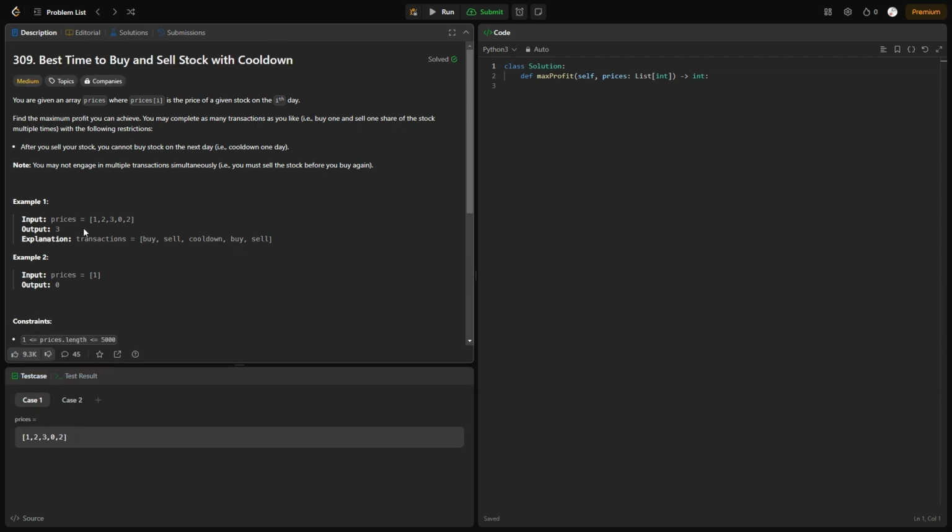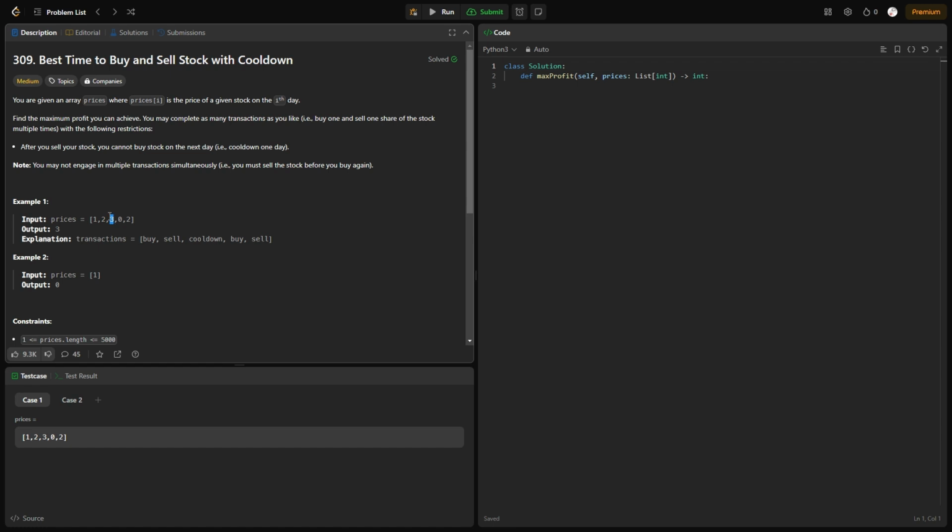So for example, in example 1 here, we have prices equals 1, 2, 3, 0, 2. So this is the trend of the stock. The optimal transactions is to buy on day 1, then immediately sell on day 2, take a break on day 3, do nothing here, and then buy again on day 4, and then sell on day 5. So that's going to net us a profit of 1 between the 1 and 2, and a profit of 2 between the 0 and 2. So cumulatively, that's going to be a profit of 3.